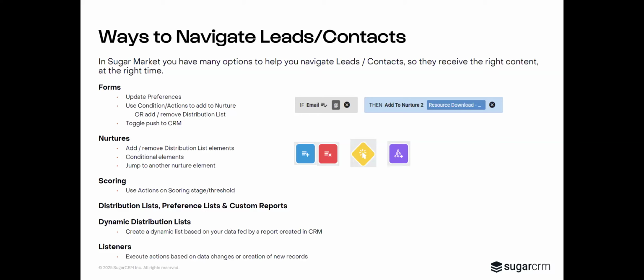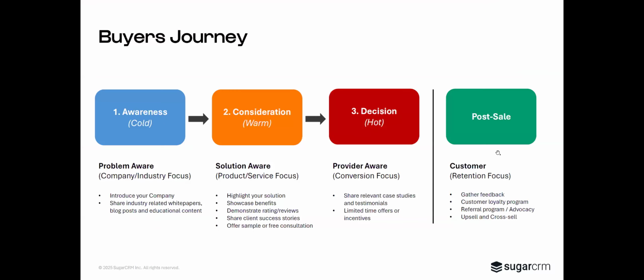Dynamic distribution lists are a really key one if you're using CRM. You're able to create reports based on your data in CRM and sync that information into Sugar Market, and these dynamic distribution lists can help to feed our nurtures. This is really great particularly for that post sale that I mentioned. If I go back to sales, here post sales, because we can build reports in our CRM when someone makes a purchase, that can help to add them to our nurture sequences at the right time.